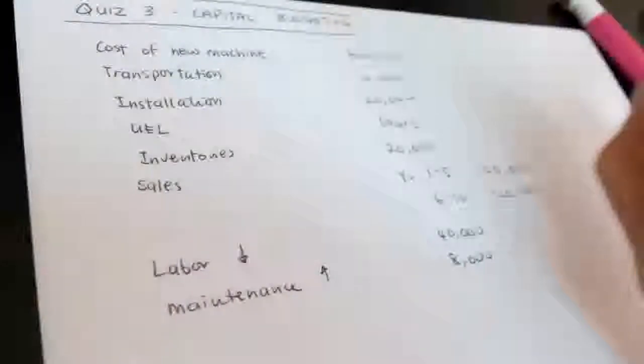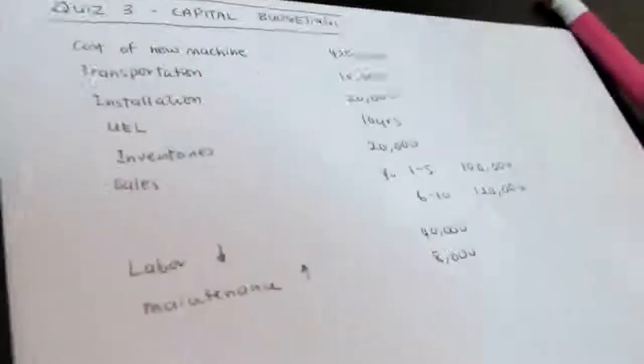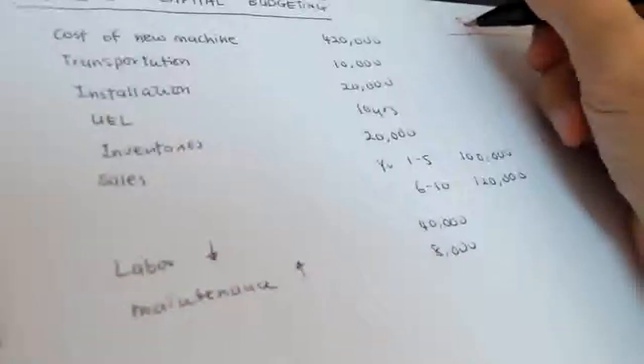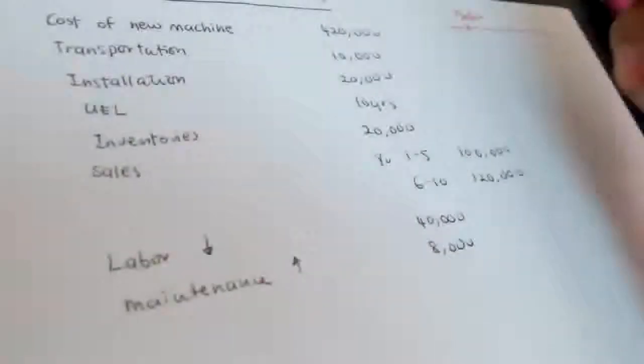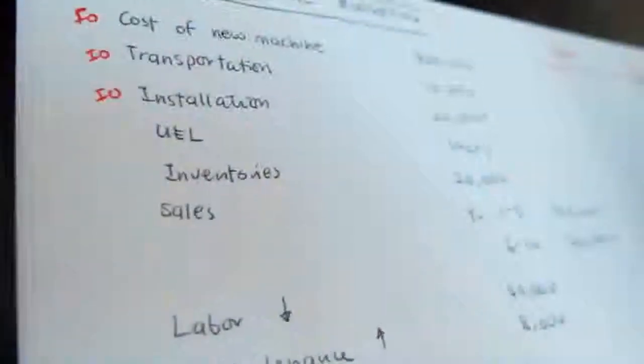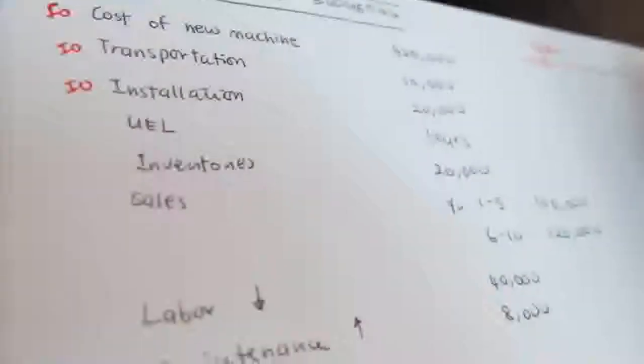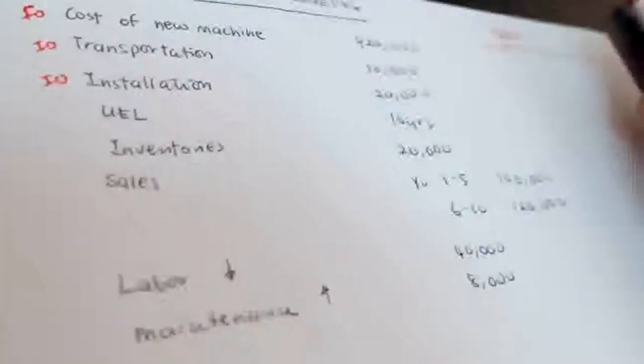Alright, what will go into initial outlay? The before we start, this is before we start the project, we want to buy the machine, so that's initial outlay. And transportation directly related to the machine, initial outlay. Installation directly related to the machine, initial outlay. Oh, we have useful economic life, so we must use that for calculation of depreciation.